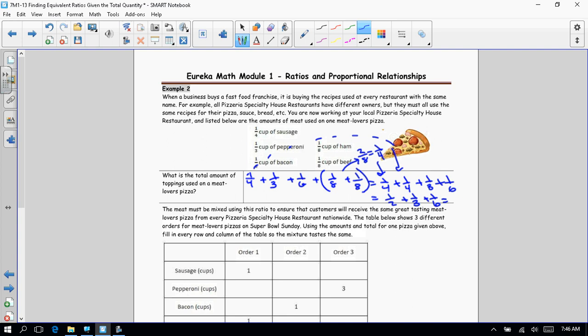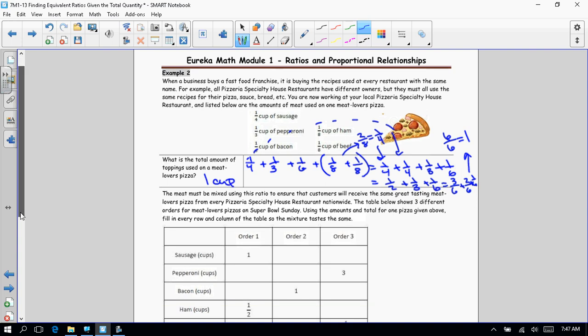So 1/2 would be 3/6. 1/3 would be 2/6. And then I have the 1/6 still left over. Oops, sorry, that's all crammed in there. 3/6 plus 2/6 plus 1/6. All you do is just add the numerators. All right, so 3 plus 2 is 5 plus 1 is 6. So this is equal to 6 over 6. And 6 divided by 6 is 1. So this is 1 cup of meat on that whole thing. So it probably is a small little pizza there.